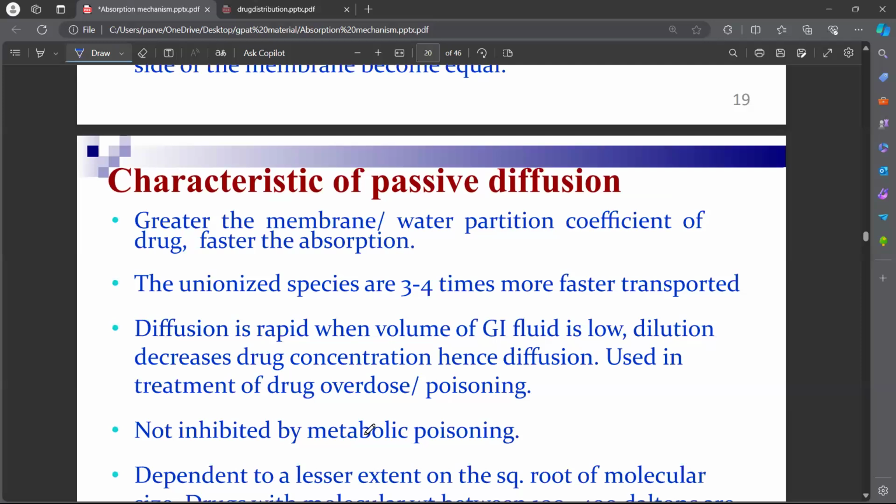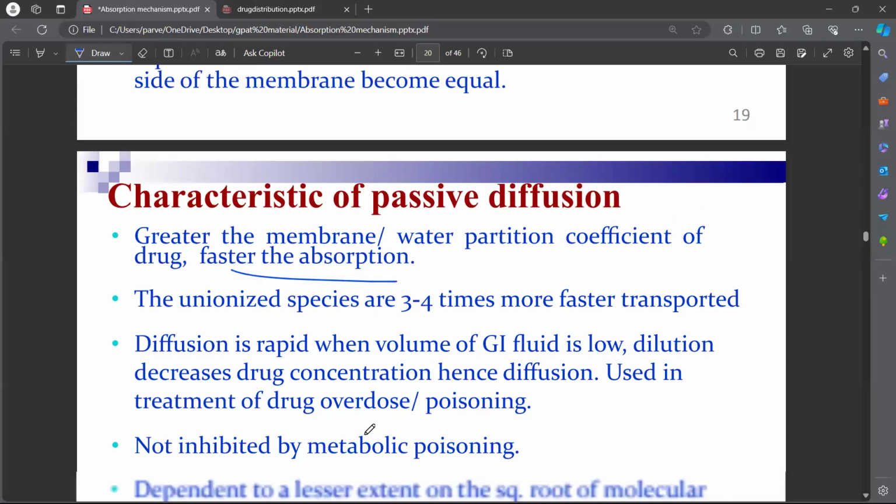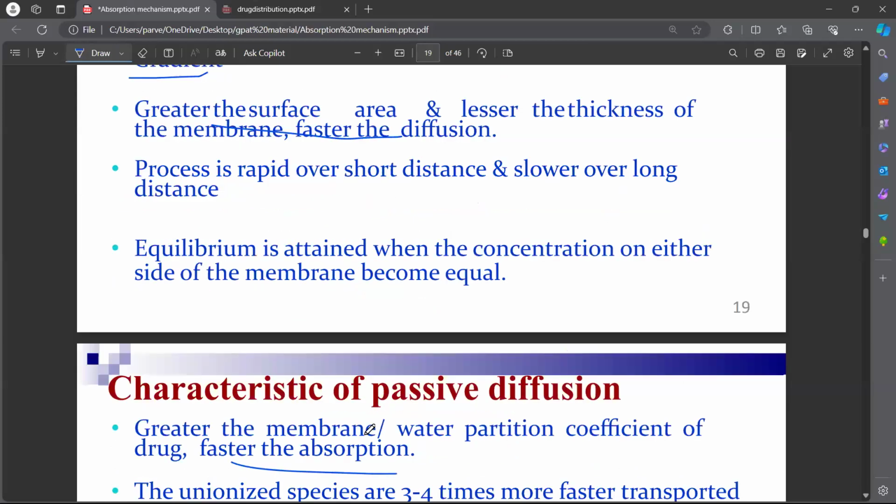Why does the unionized species have greater diffusion when compared to the ionized species? Answer my question, guys. What special characteristics does the unionized species possess which makes them have greater diffusion? Can anyone answer my question? Guys, you have to be quick, because by that it leads to the clearance of your concept. They are lipophilic. Great. That's why they have 3 to 4 times more transportation.